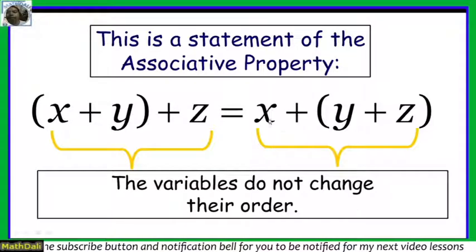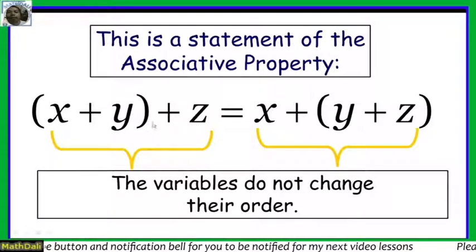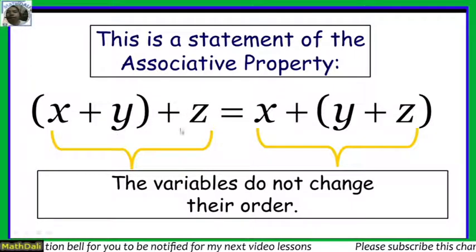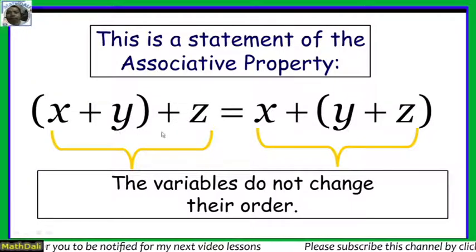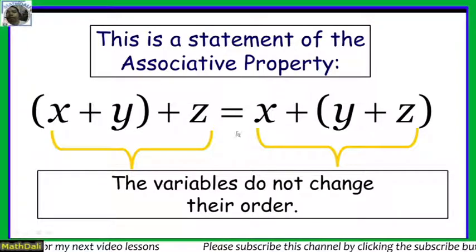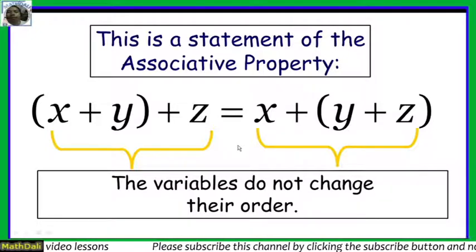Hindi magpapalit yung pwesto ng ating variable or yung numbers. Kasi pag nagpalit to, commutative na ang tawag doon. So, pagka associative, this is for the groupings, the regrouping.